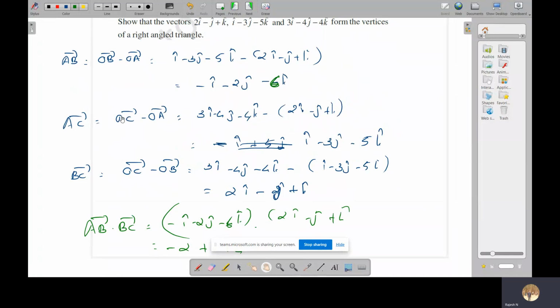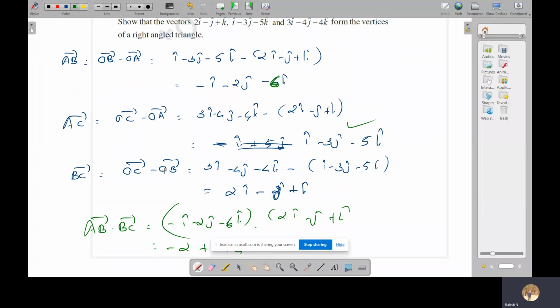What is AC? AC is what? Vector AC is equal to OC minus OA. 3I cap minus 4J cap minus 4K cap minus 2I cap minus J cap plus K cap. 3I cap minus 2I cap is I cap, minus 4J cap plus J cap is minus 3J cap, minus 4K cap and minus K cap is minus 5K cap.